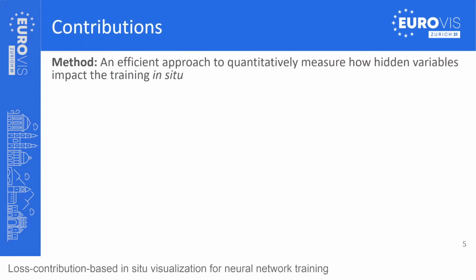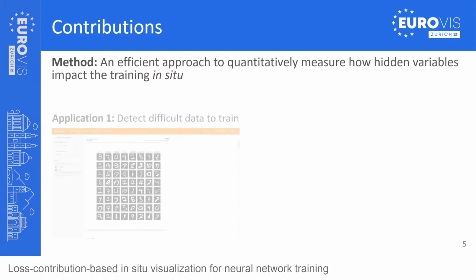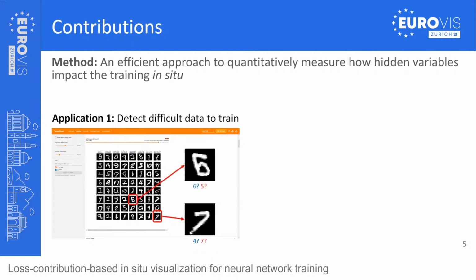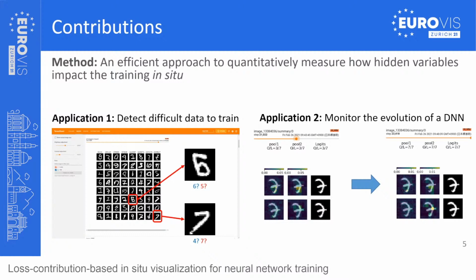To overcome these challenges for in-situ visualization, this paper presents an efficient approach to quantitatively estimate how the hidden variables impact the training. Because the estimation is efficient in both storage and time, we can do different types of in-situ visualization and analysis, such as detecting training data that make the training difficult. We can also monitor how a deep neural network is evolving during the training.